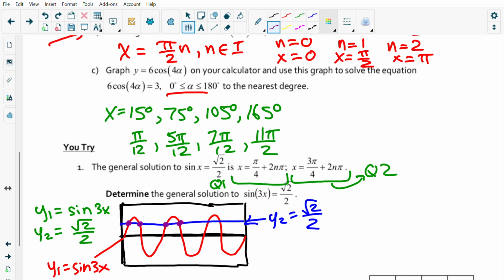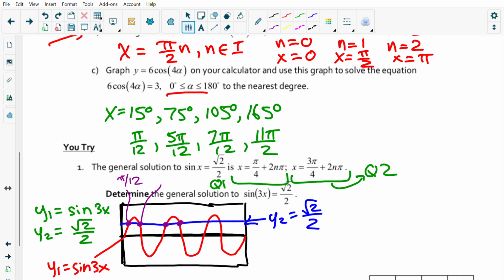Let's take a look at the first 4 points here. If I do the intersect function here for that first point, I get an intersection x value of 0.2617994. Yeah, that's pi over 12. So this one is pi over 12.